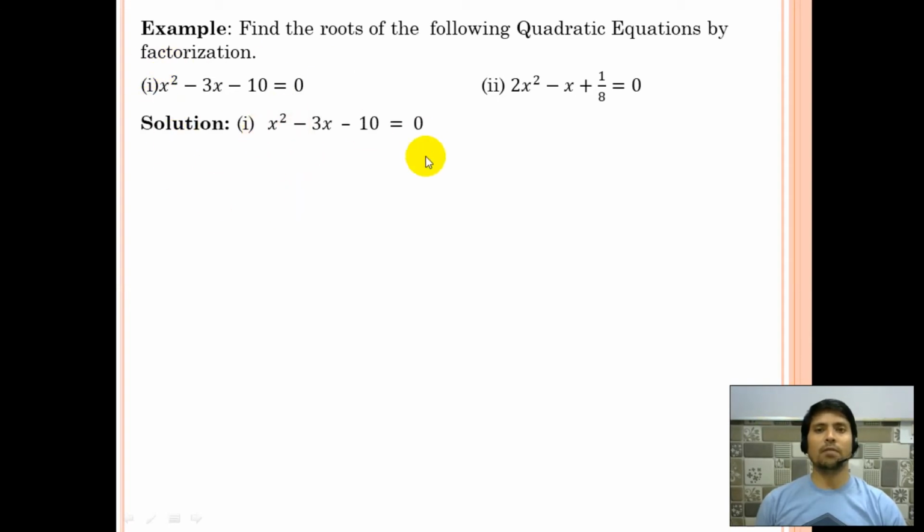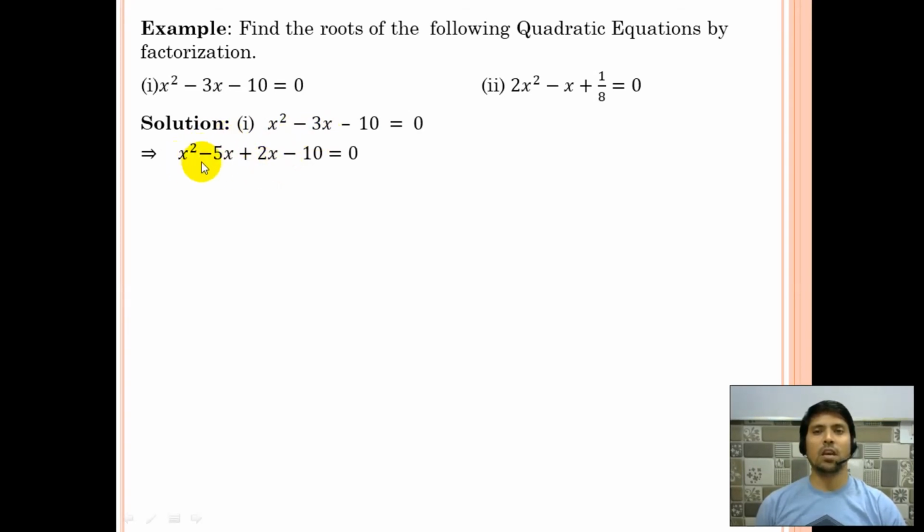The first step, we will write the quadratic equation, and then this minus 3x can be factorized by using the middle term splitting. Firstly we will multiply the coefficient of x square term, this is 1, and the constant term minus 10, multiplying gives minus 10, and minus 10 we will break in such a way that the sum gives minus 3. We have written minus 5x plus 2x; we broke minus 3x into minus 5x plus 2x.